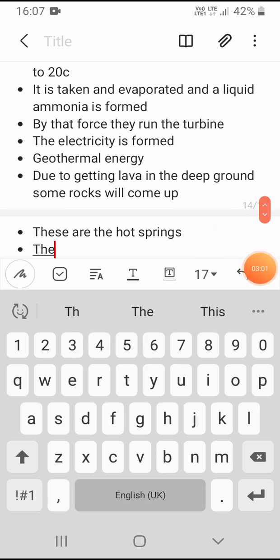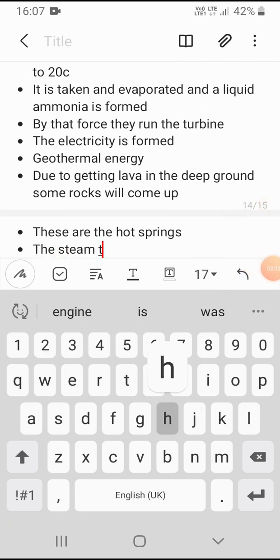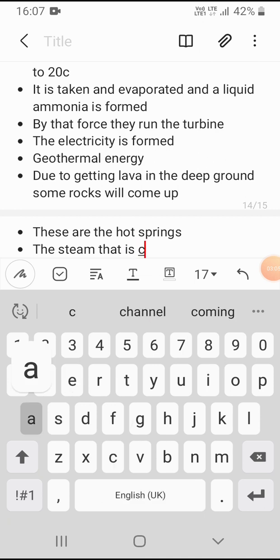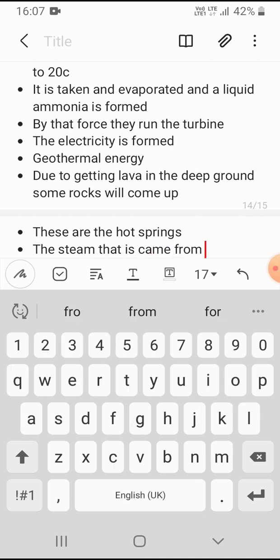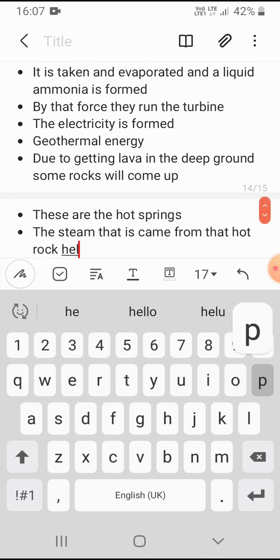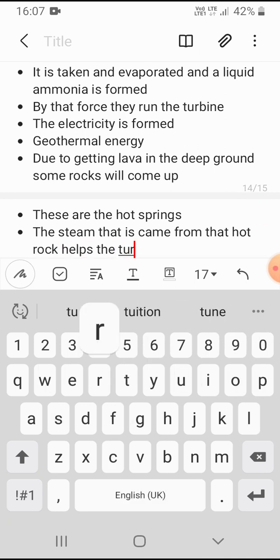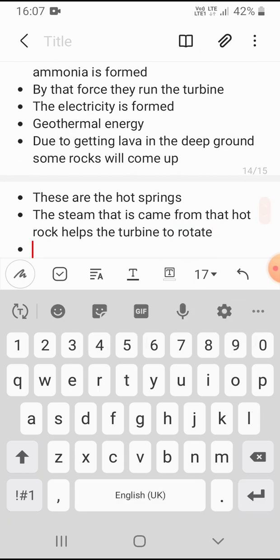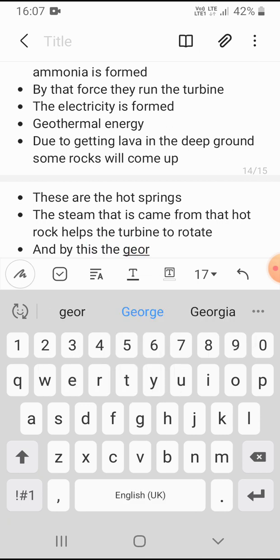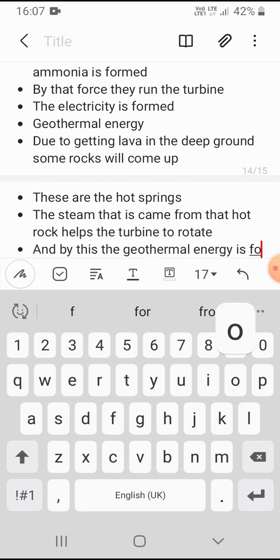So the steam that came from that hot rock helps the turbine to rotate, and by this the geothermal energy is formed. Like this, the geothermal energy is formed.